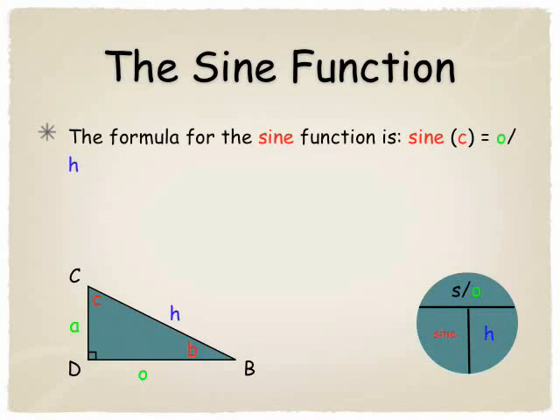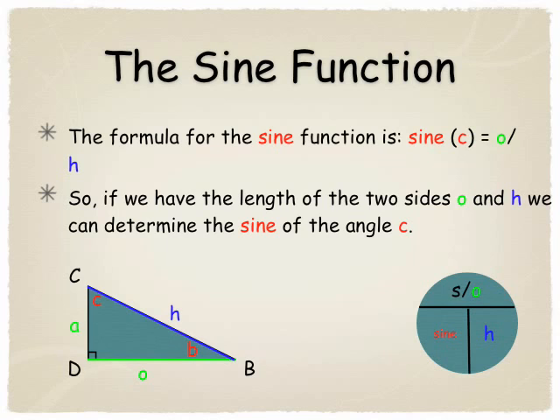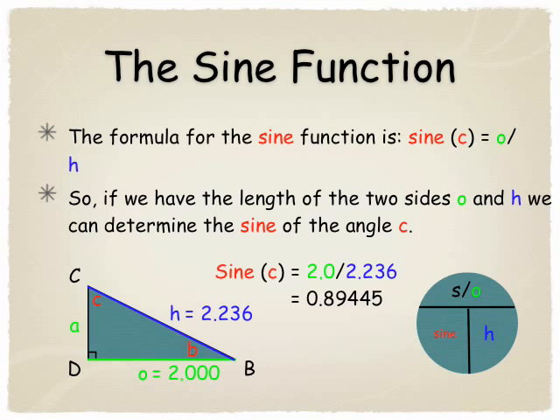Let's take a look at the sine function. The formula for the sine function is sine of angle C equals the opposite over the hypotenuse. So if we have the length of the two sides, the opposite shown in green and the hypotenuse shown in blue, we can determine the sine of angle C. Given that the hypotenuse is 2.236 and the opposite is 2 in this case, we plug those numbers into the equation. The sine of C equals 2 over 2.236. This gives us 0.89445. This is the sine of angle C.